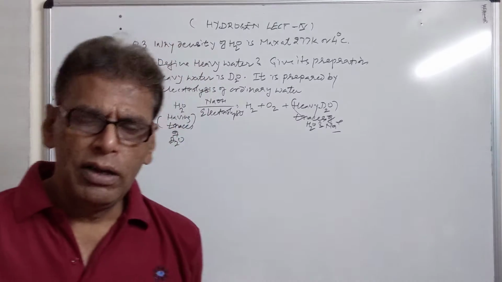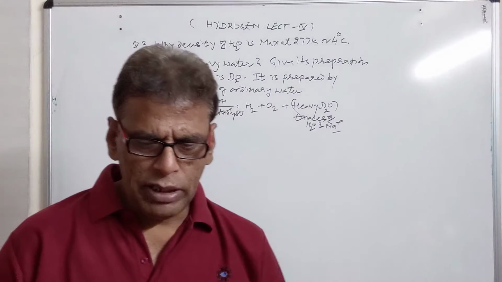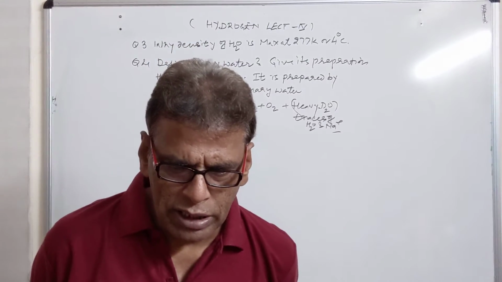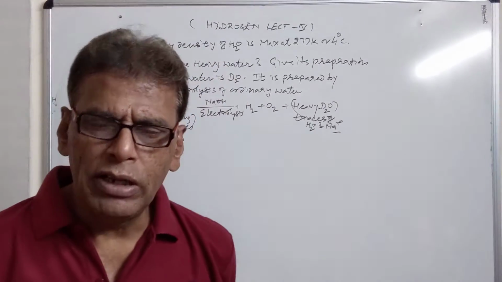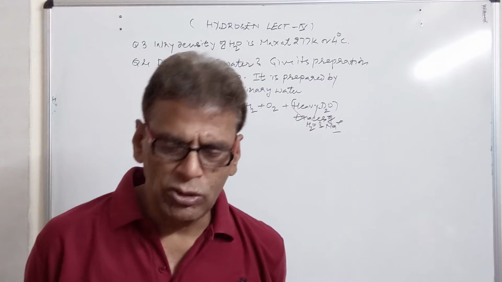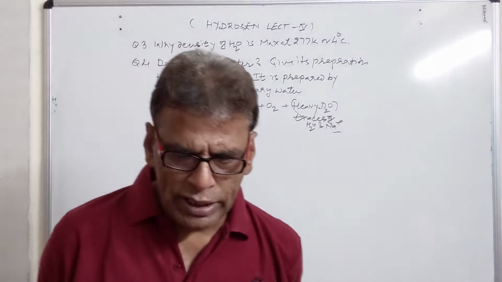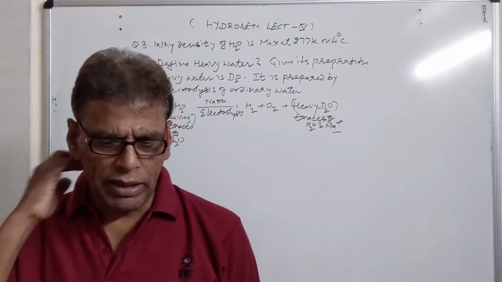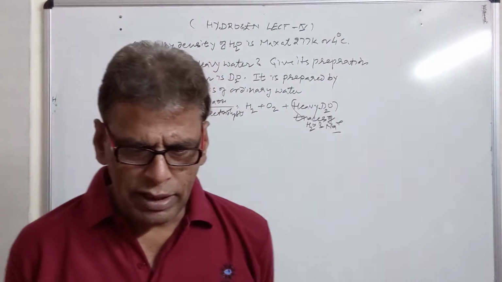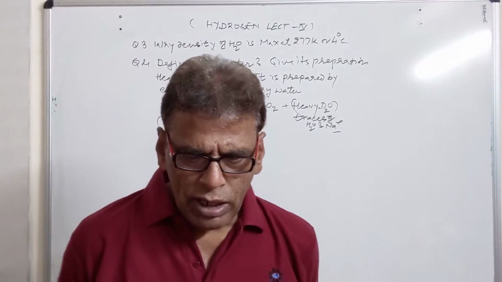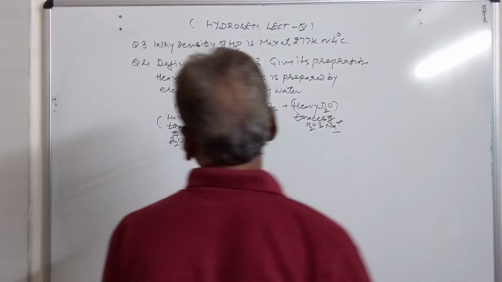Now we come to the physical properties of heavy water. It is heavier than ordinary water. Its molecular mass is 20. Its density is 1.106, while that of ordinary water is 1 gram per cubic centimeter. Its melting point is 276.8 Kelvin. Its boiling point is slightly greater than water, 374.4 Kelvin.